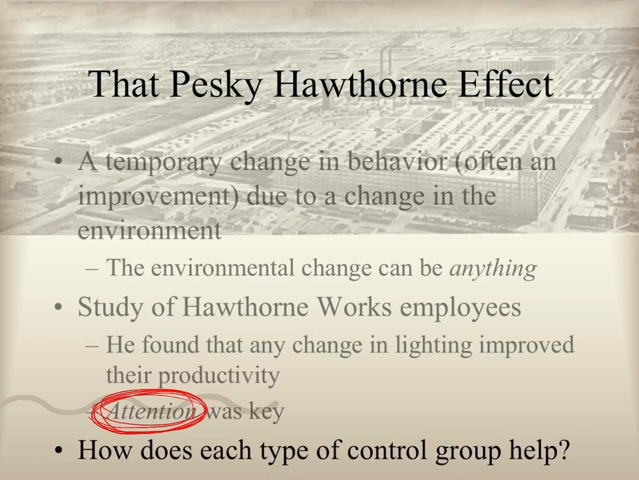So what I want you to think about and jot down below is, how does each type of control group help? And we'll talk about this briefly in class. How would each type of control group help here? How would an empty control group help? How would a placebo control group help? Would both of these be helpful to eliminate or identify the Hawthorne effect? Would only one of them? Would neither of them? So jot your answer down in the box below, and when you're done, you can go on to the second video.